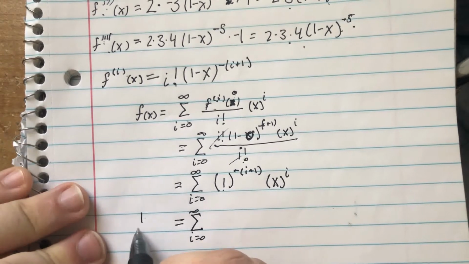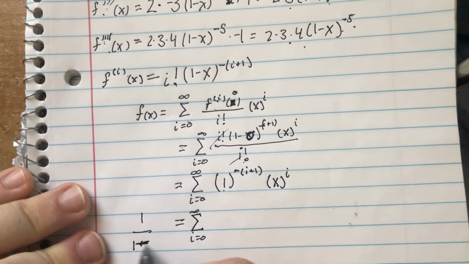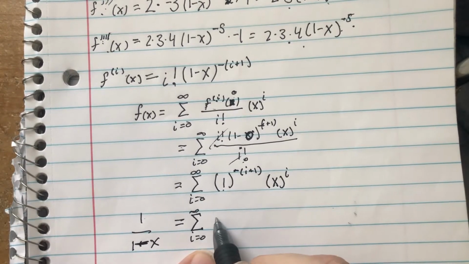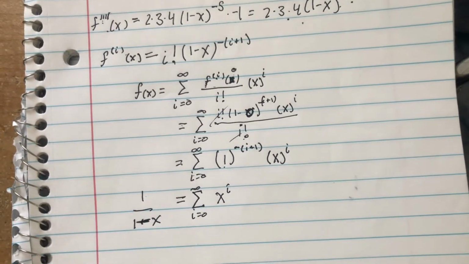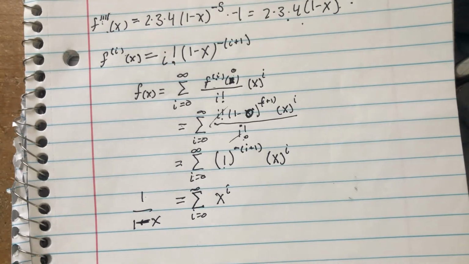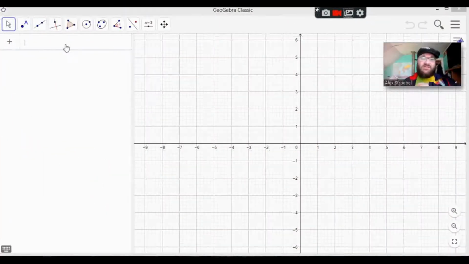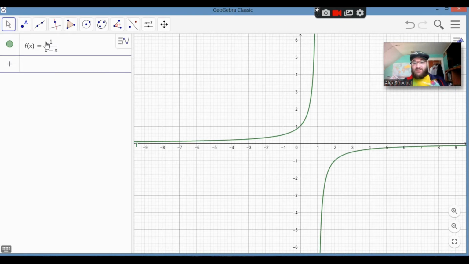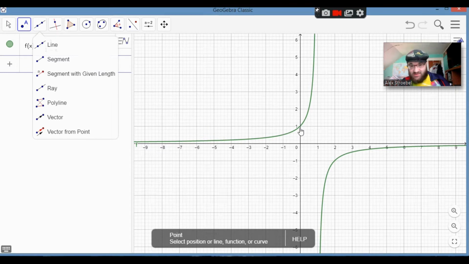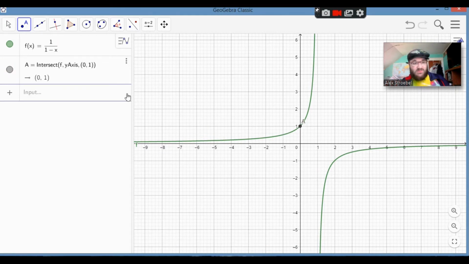So we have 1 over 1 minus x is the same thing as just adding up all the powers of x. And so I'm going to put this in a graph just so we can see that. This is Algebra, which is a free graphing software. You can download it if you want. So I'm just going to put in the function we just did, which is 1 over 1 minus x. And you can see that show up there. The point we are expanding around is at 0. So I'm going to put a point there.